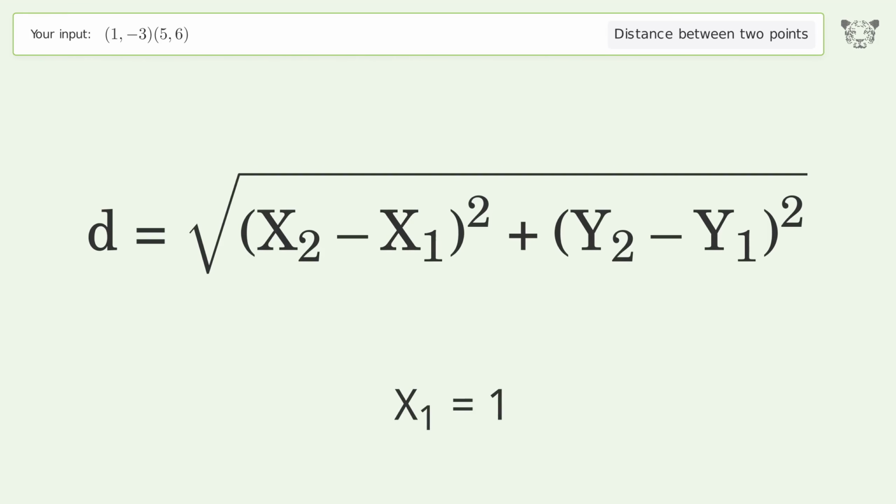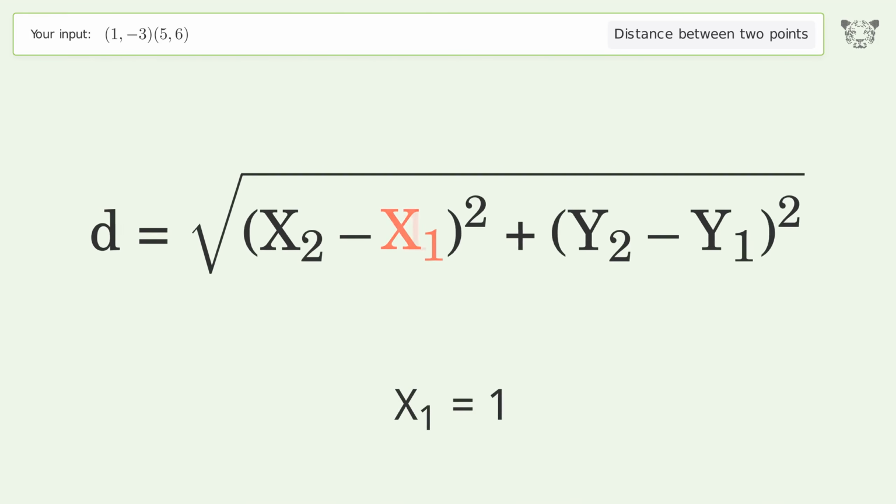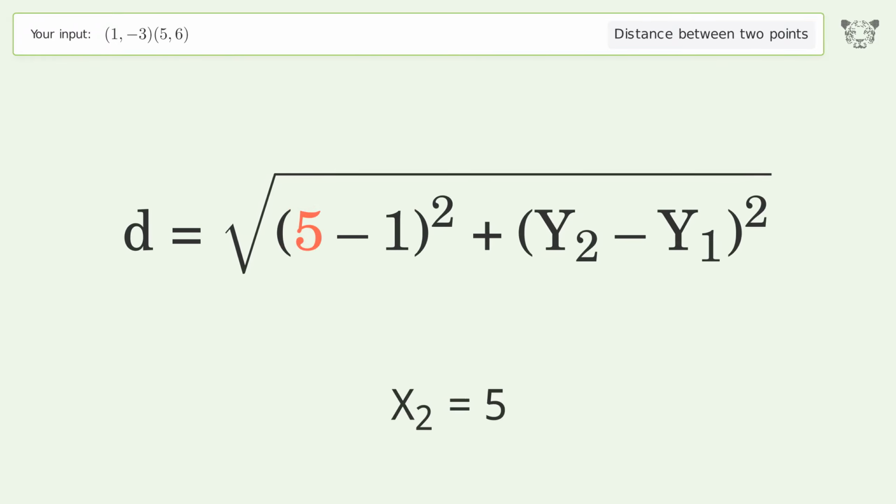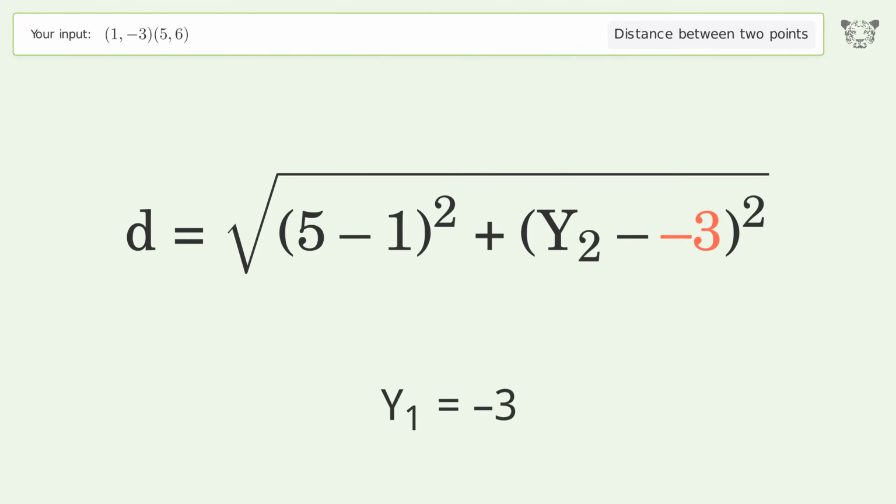x1 equals 1. x2 equals 5. y1 equals -3. y2 equals 6.